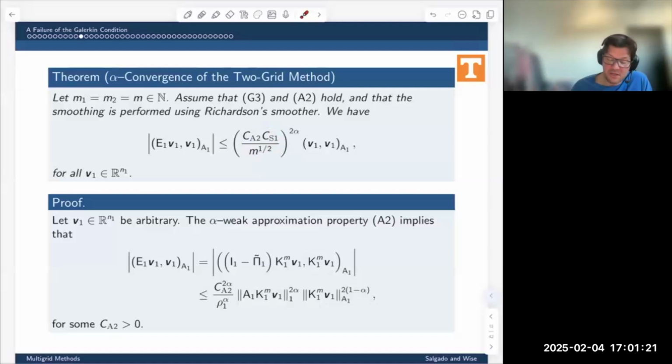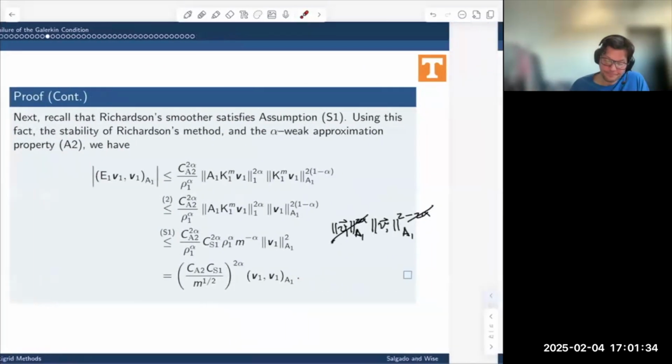So if I take 36 smoothing iterations, take the square root of that, that gives 6, 5 over 6. If I raise 5 over 6 to the 2 alpha power, I'm going to get a number which is still less than 1. So I'm good. I'm happy. I get a convergence result.